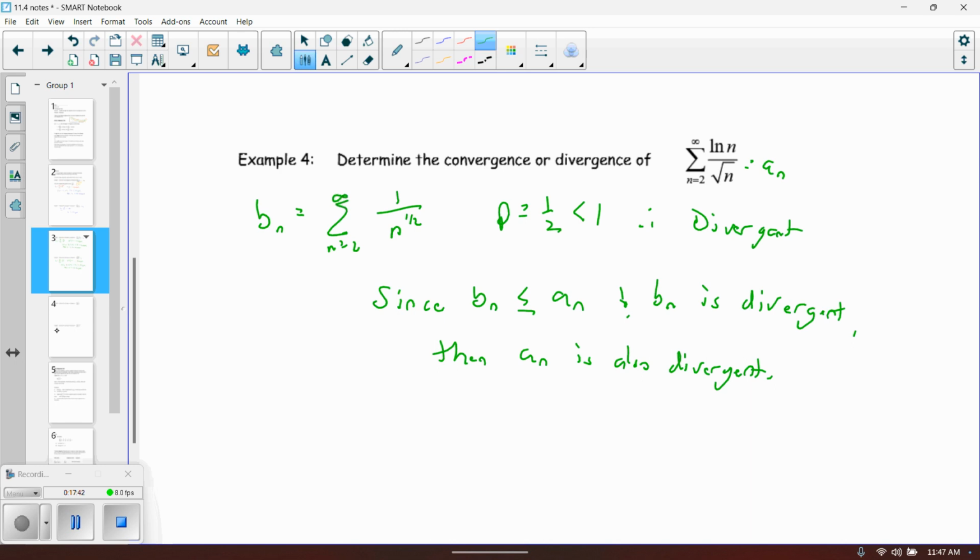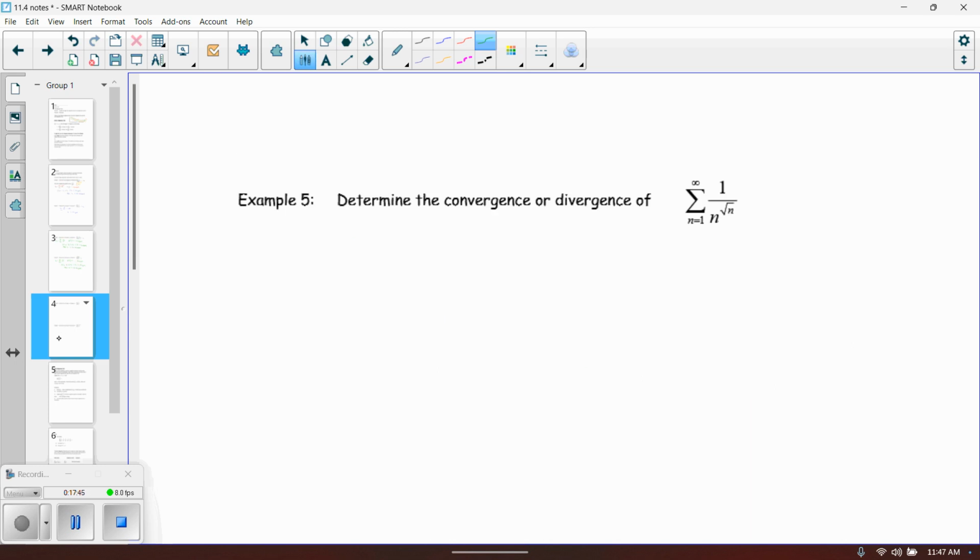All right. Number 5. Here we've got 1 over n raised to the square root of n. If you remember something where you've got a variable raised to another variable, this is what is called an iterated function. And iterated functions tend to grow very fast. So that means if your denominator is growing very fast, it should approach 0 much, much faster than most of the other ones. And this should be a convergent function.